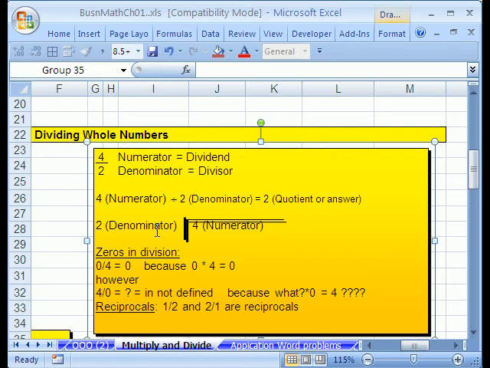2 is the denominator. 2 divided by 4 divided by 2. So this is the numerator. This is the denominator. 4 divided by 2. This is how we learned it at first. And then we learned it like this, but then eventually we just realized, oh, yeah, they're just fractions.